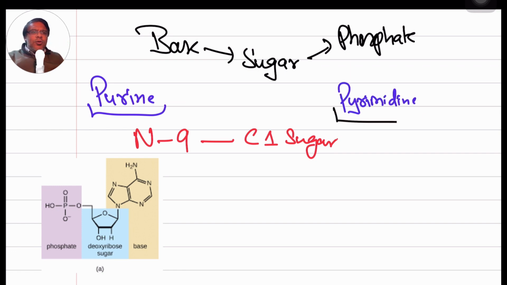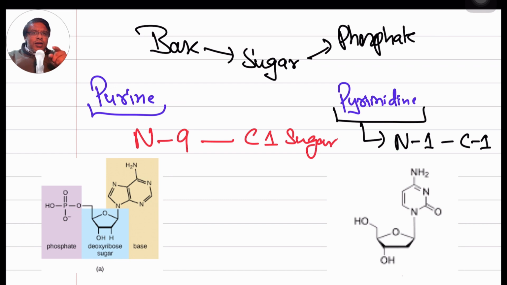Same way, in the case of pyrimidine, nitrogen 1 is attached to carbon 1. So the base is attached to the sugar. Here in the case of pyrimidine, it is N1 that is attached to carbon 1, while in the case of purines, nitrogen 9 is attached to carbon 1. Here you can see the structure of purine, and here the structure of pyrimidine, how purine is attached to the sugar, and how pyrimidine is attached to the sugar.